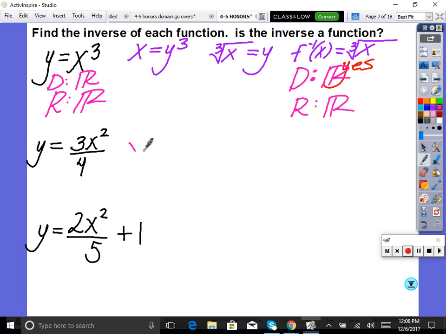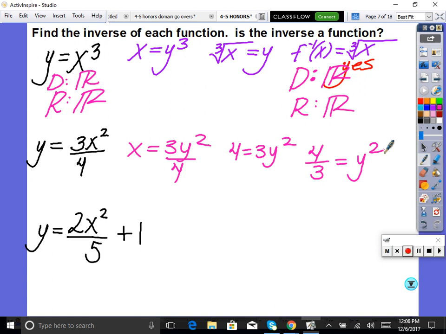We would switch x and y. So we have x is equal to 3y squared over 4. What should I do? Times by 4. So we have 4x equals 3y squared. Then what? Divide by 3, everybody, don't you? Then we would square root both sides, wouldn't we? Don't we need a plus and minus? f inverse of x is equal to plus and minus the square root.